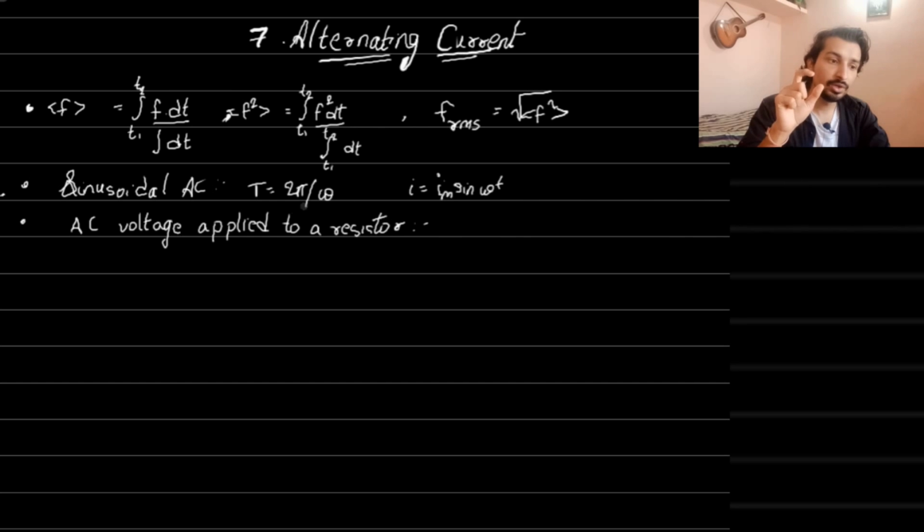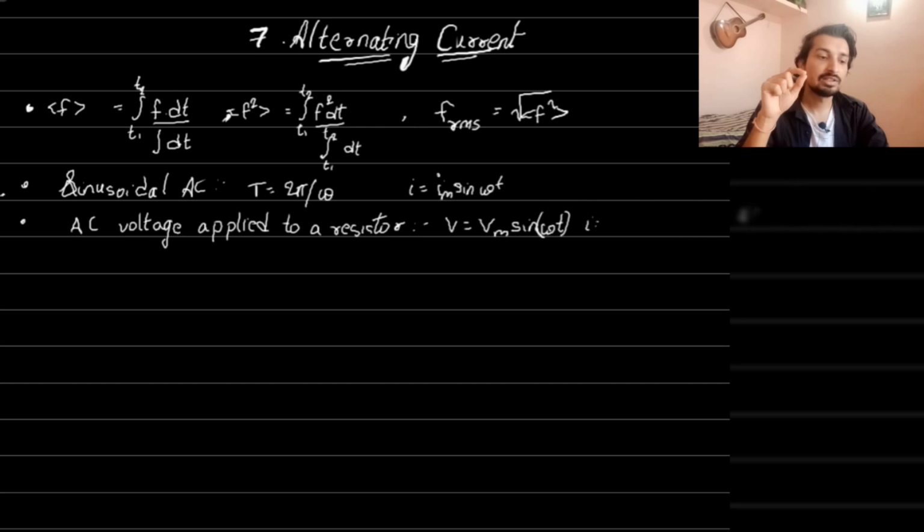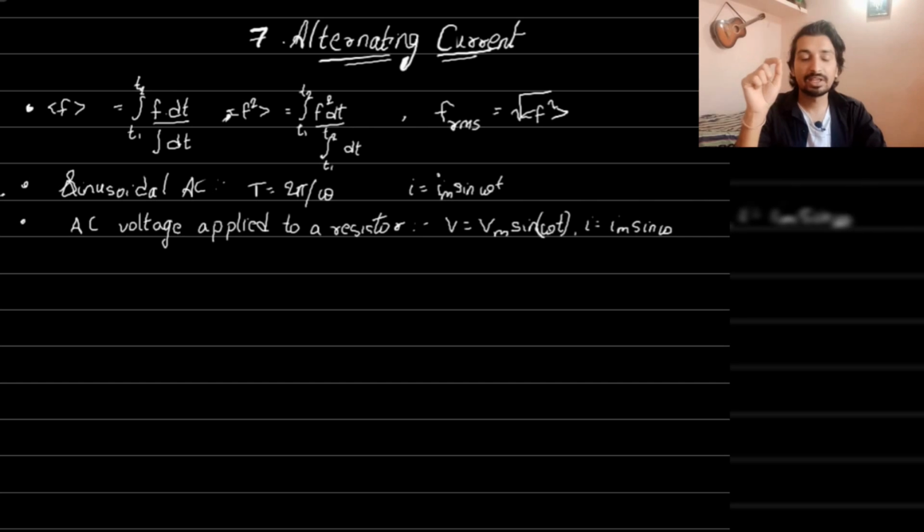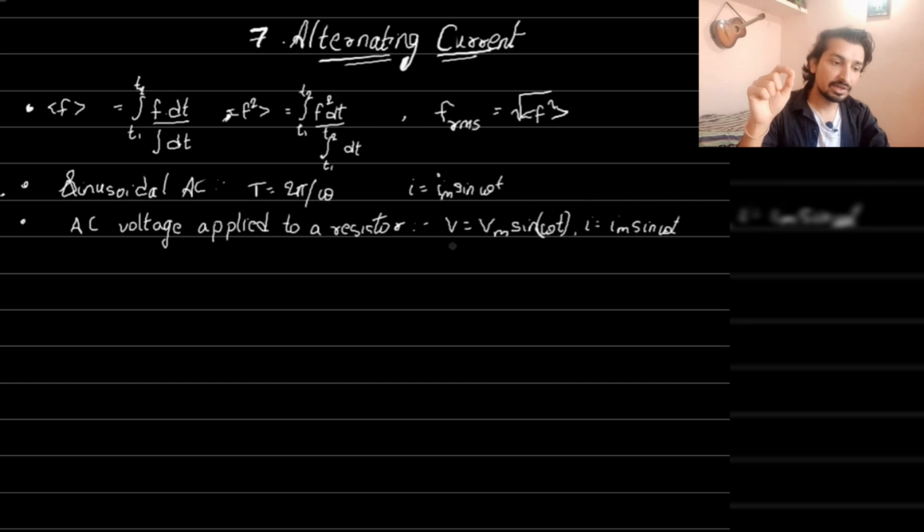Current will be equal to maximum current into sin omega t, because it's a sine graph. AC voltage applied to a resistor is nothing but potential is equal to Vm sin omega t, and current is Im sin omega t. AC voltage is represented by a sine symbol inside a circle. In DC voltage you used to represent by battery. You know how you represent a battery: straight line and a small line, big line, small line, that you put in a circuit.